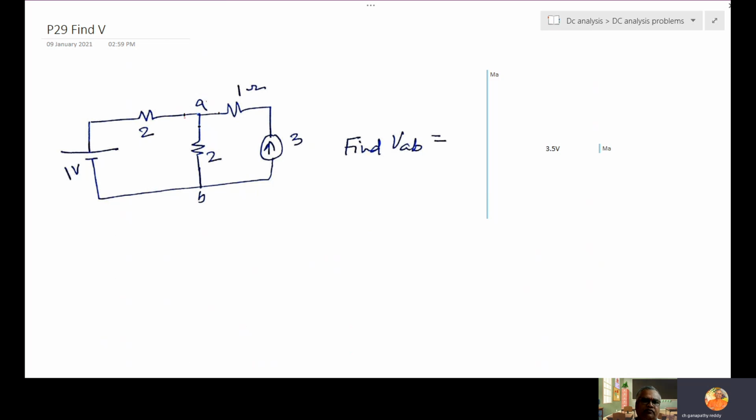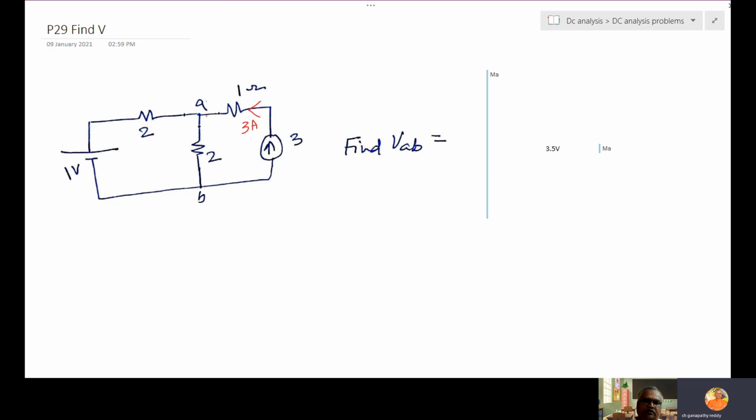Find VAB. There is 1 volt here, 3 amps. The common mistake students make is, this current is 3 amps, so they think that 1.5 will go here, 1.5 will go here. 1.5 into 2 becomes 3 volts, like that they answer. That is a blunder. As I said, don't use voltage division or current division when we have more than one source. So don't apply current division.